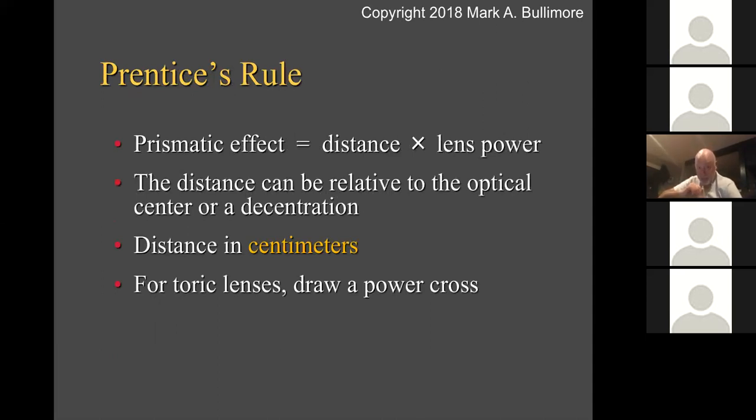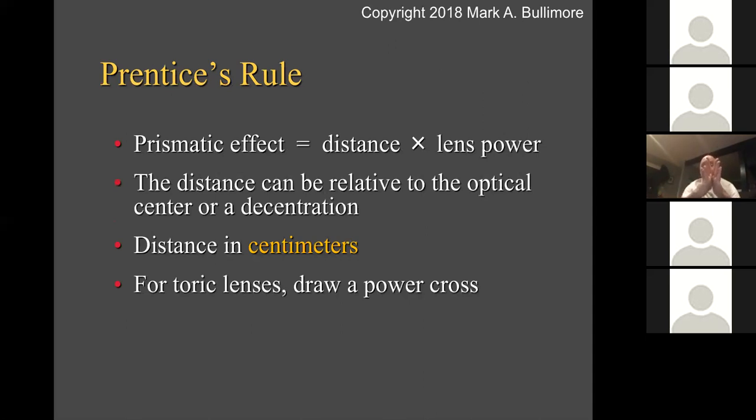Prentice's Rule, getting back to this, is just the distance times the lens power. The distance can be relative to the optical center, so if you're looking above or below the optical center of a lens, or you could move a lens up or down. Important things to remember are that the distance is in centimeters, and for a toric lens with 2 meridians, draw a power cross so you know which meridian is the relevant one.